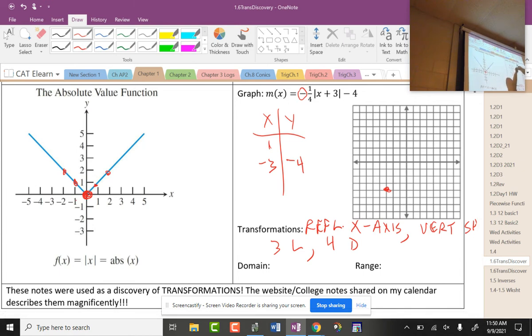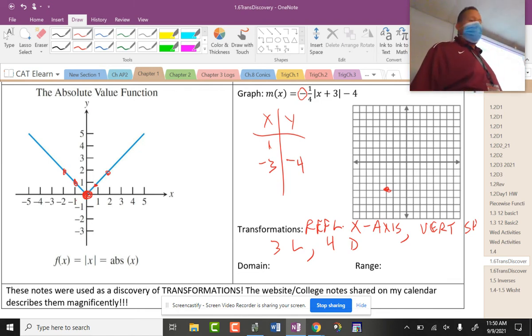Just 1 plus 3, 4. What's 1/4 of 4? This is why I did this. What's 1/4 times 4? What's 4 divided by 4? Everyone hates fractions. 1. Negative 1 minus 4 is what? What's negative 1 minus another 4? Negative 5. So I have (1, 1), (2, 3), (4, 5).